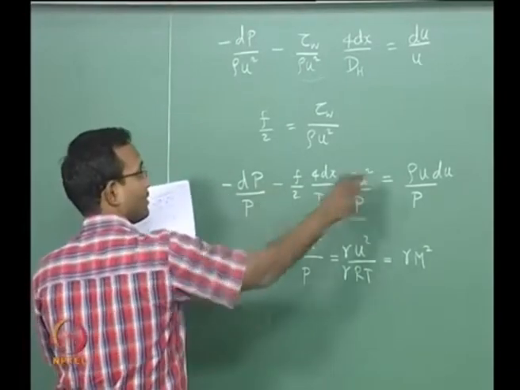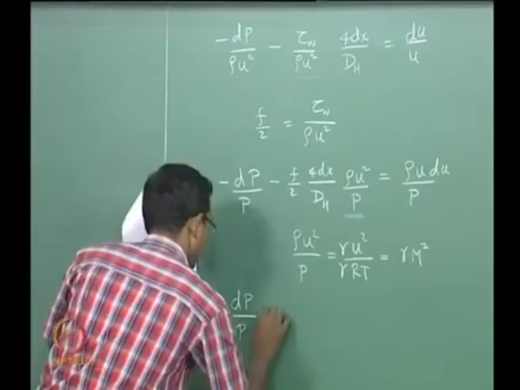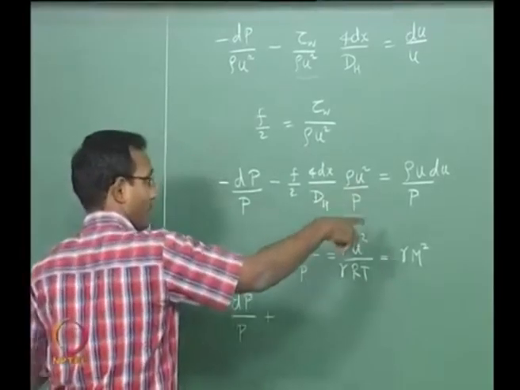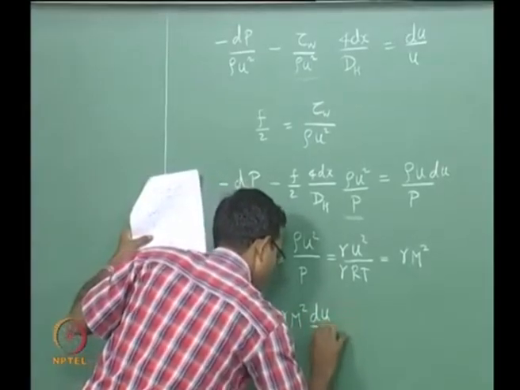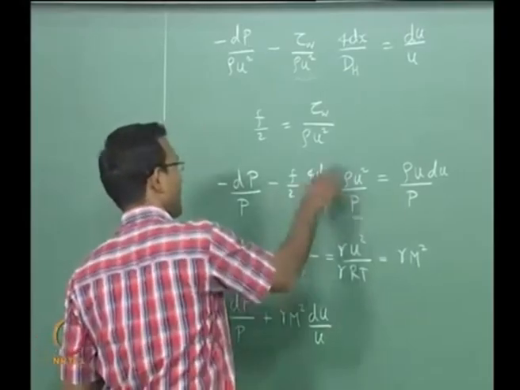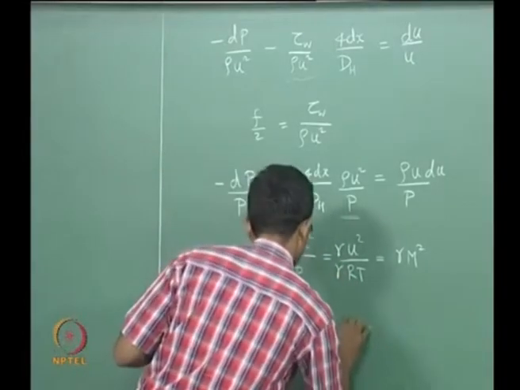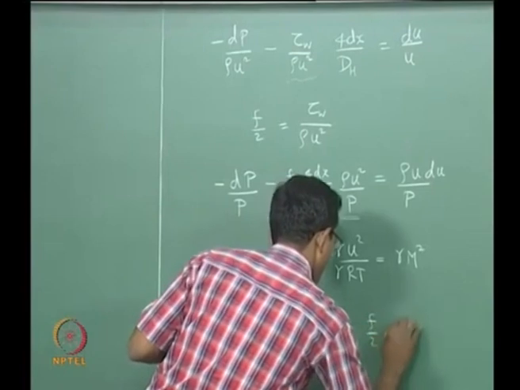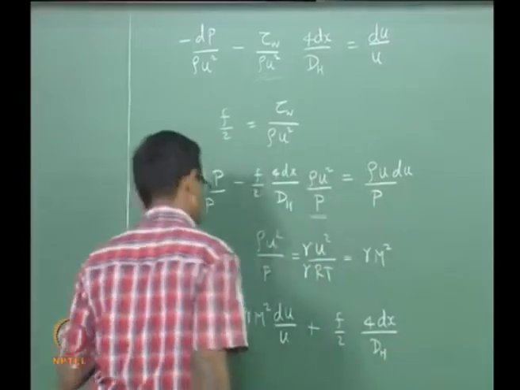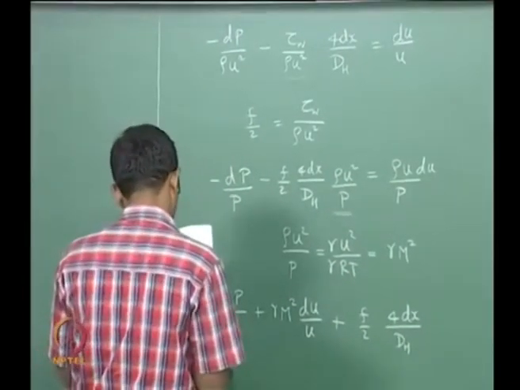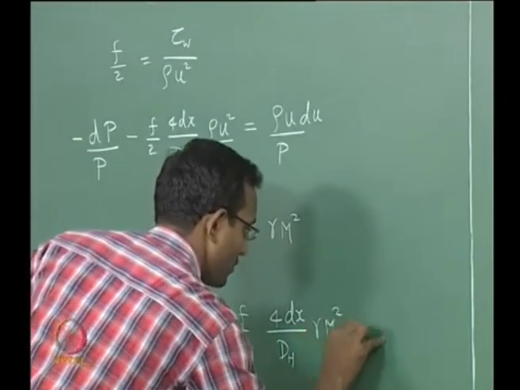I will take all the terms to one side of the equation so that it becomes a positive term: dp by p plus that rho u du by p, which I will rewrite as gamma M square du by u. And then this one term, I do not want to cancel this 4 by 2 as 2, we will just keep it as is. So it is going to be f by 2 times 4 dx by dh. We will get it to this particular form. Oh, wait, I missed one, gamma M square here, gamma M square, equal to 0.